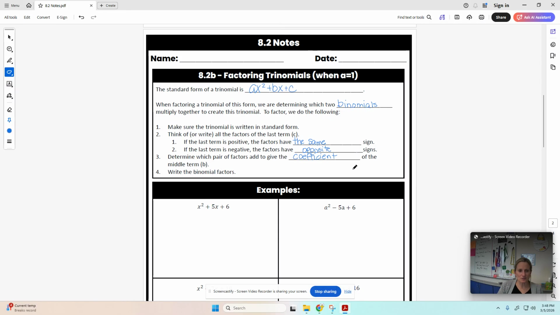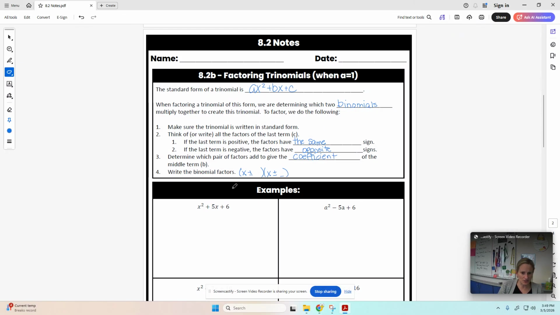Once you've figured out what those two numbers are, you can go ahead and write out your binomial factors, where you're going to have your variable plus or minus whatever your first factor was, times x plus or minus, whichever sign it needs to be, your other factor, like that. So our answers are going to be these two binomials.